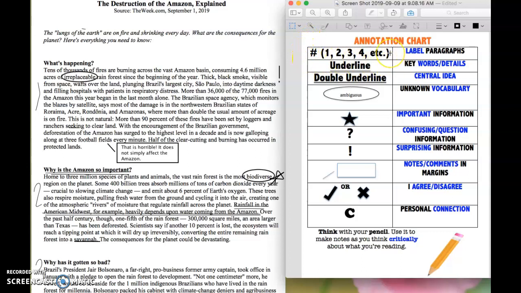So the first thing that you want to do when you're reading a text, even before you read, is read the title and then any source information or any description of the text. And then you want to label the paragraphs 1, 2, and 3. There are more paragraphs in this text, which is absolutely fine, but we're just going to look at the first 2-ish.